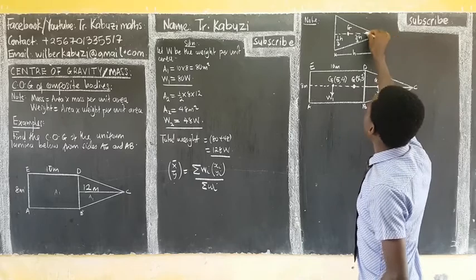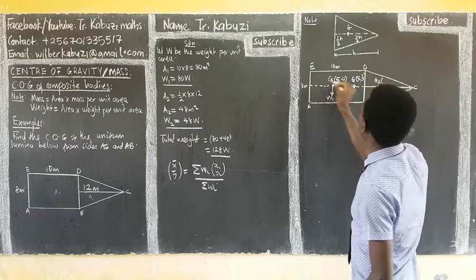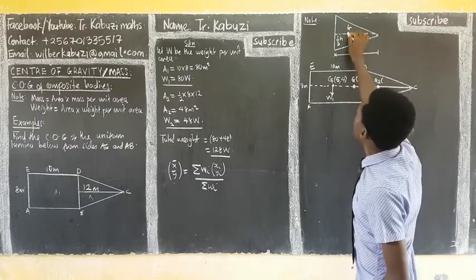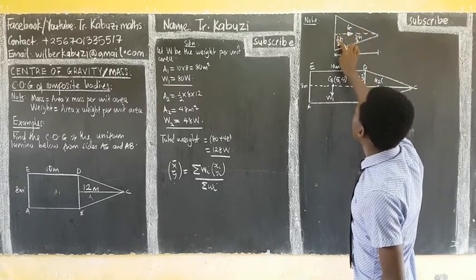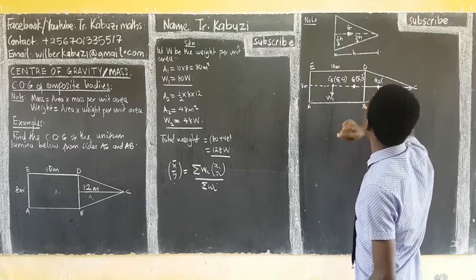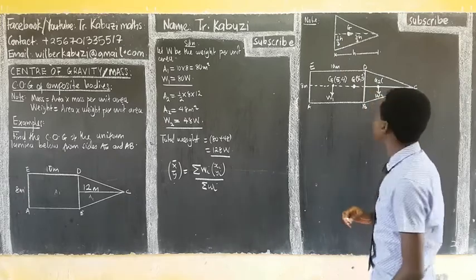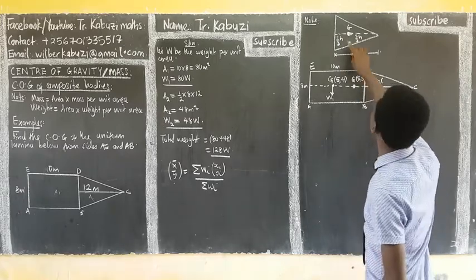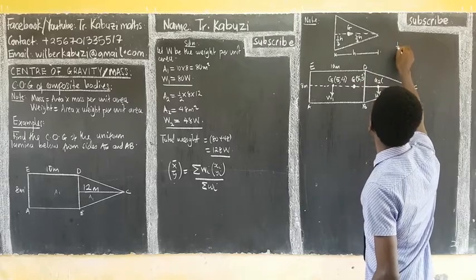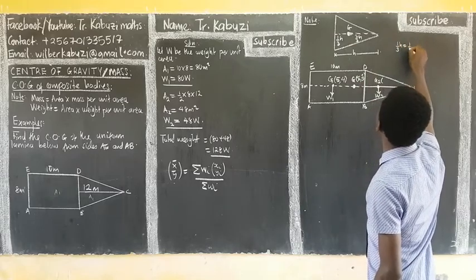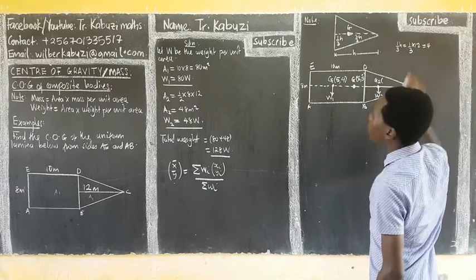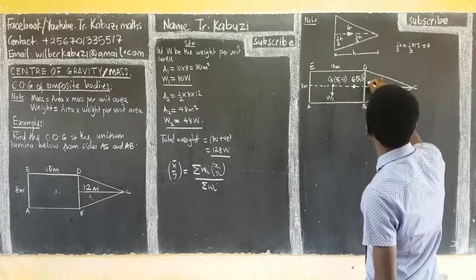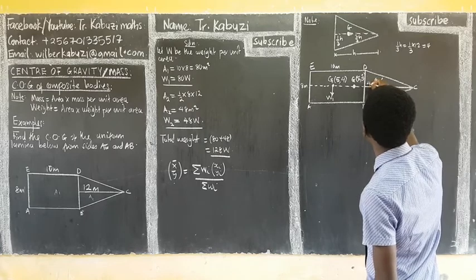If you want, you can get it from here, but I want this one from AE. That's why I'm going to get this one here. To get this distance, it is always a third of the height. So this one is a third of the height, and my height is 12. A third of the height is going to give me 4 meters. So here I have 4 meters.